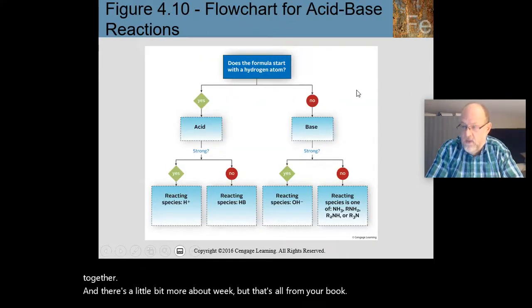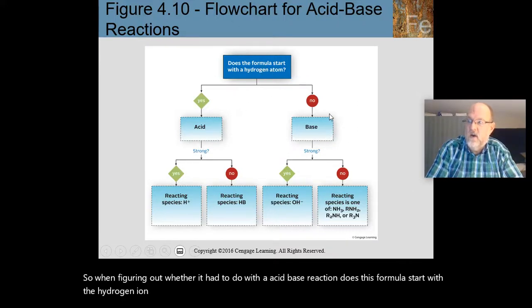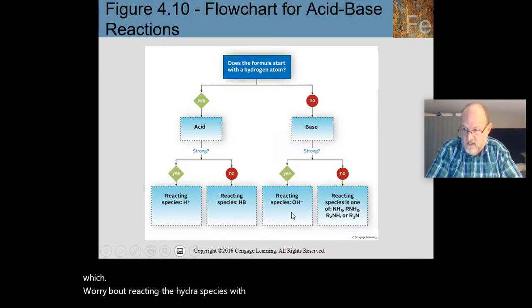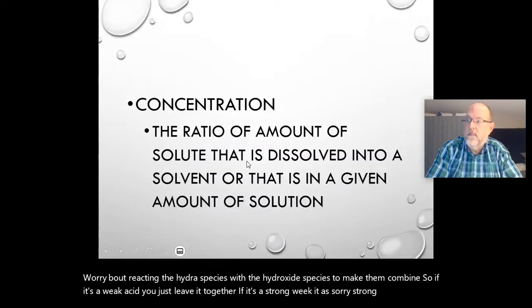So when figuring out how to do an acid-base reaction, does this formula start with a hydrogen ion? Yes, then it's an acid. No, then it might be a base. Okay, knowing which one's which, worry about reacting the hydrogen species with the hydroxide species to make them combine. So if it's a weak acid, you just leave it together. If it's a strong acid, you split it apart.